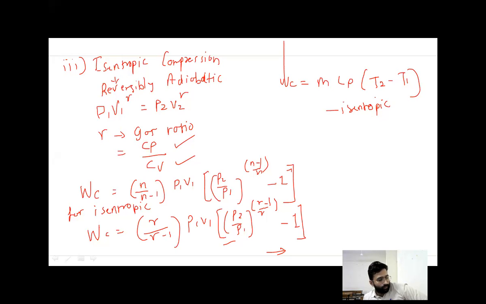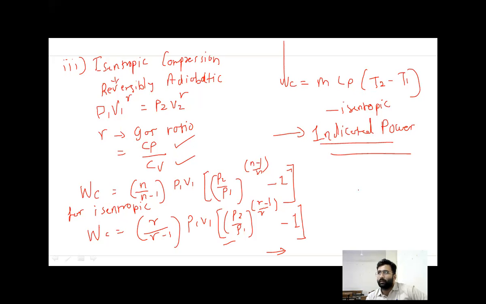Assuming PV raised to 1.35 is equal to constant, the index of V is 1.35, and no clearance volume. Calculate indicated power. Indicated power means this compressor work, so this is a term known as indicated power.